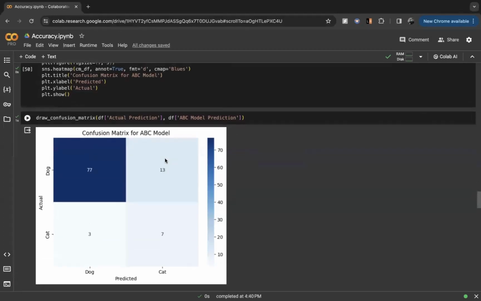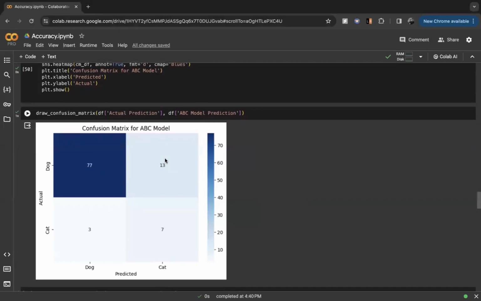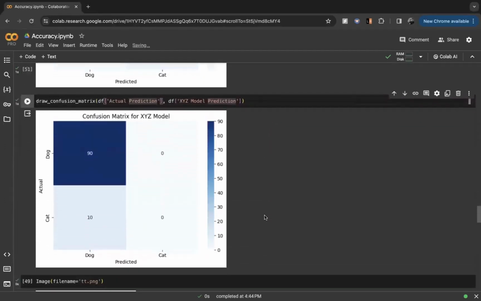Let's see how the confusion matrix looks for the XYZ model. If you see here, it could only predict 90 of the dog images correctly. It didn't predict anything as cat. As we know, the XYZ model always outputs the label as dog irrespective of whatever the input is. So it predicted 90 of the dog images correctly, but it labeled 10 cat images wrong. And for the cat section, it is 0, 0. From this, we get an idea that the model is not working well for the cat label.